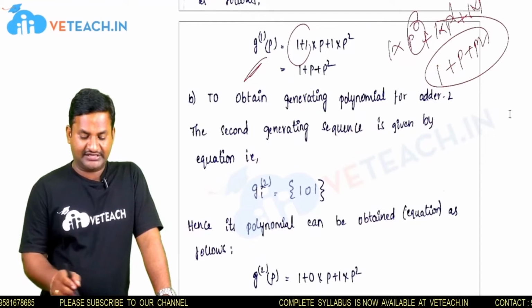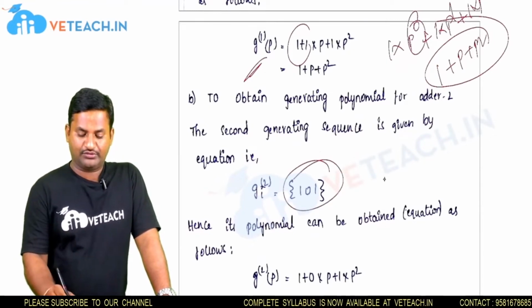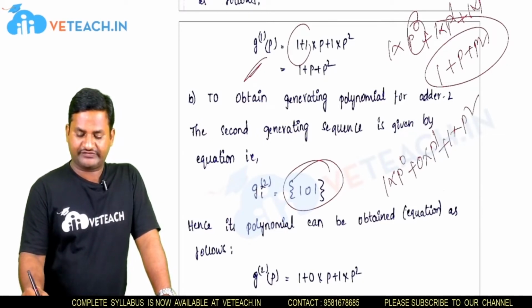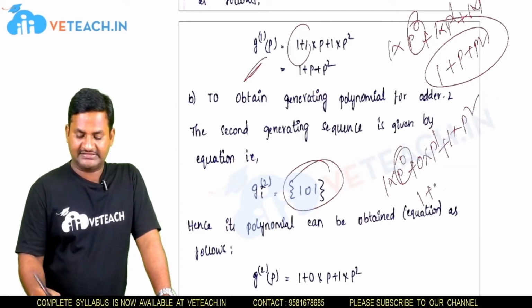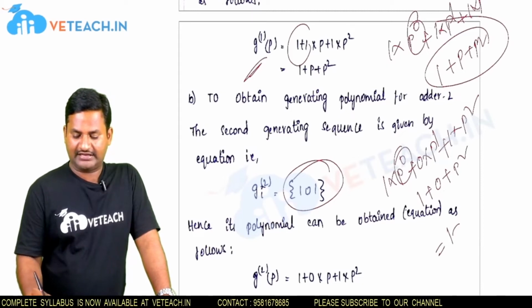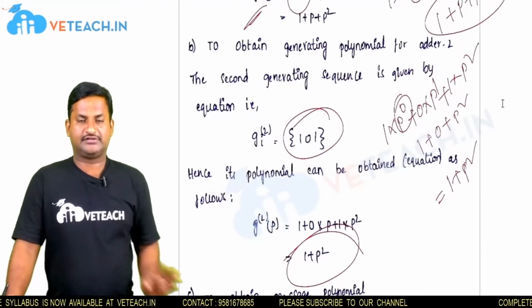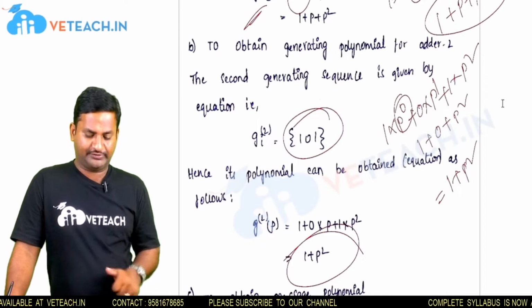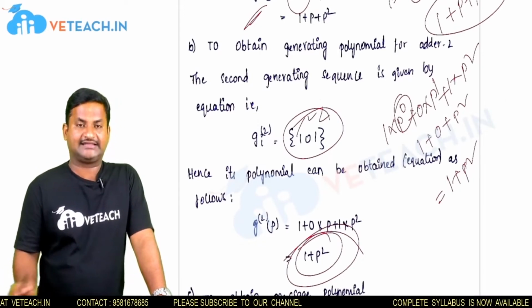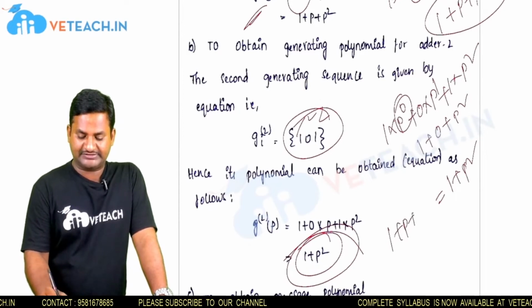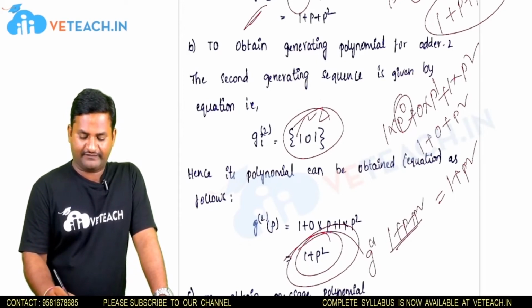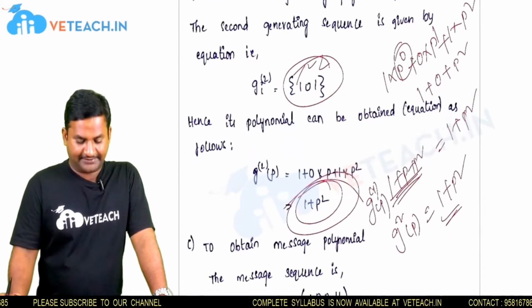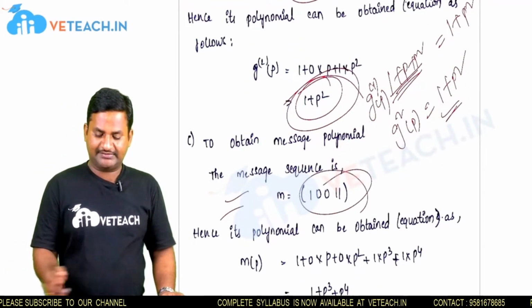Second, to obtain the generator polynomial for adder 2, this is given: 1 into p power 0 plus 0 into p power 1 plus 1 into p square. Anything power 0 is 1, so 1 plus 0 plus p square, finally 1 plus p square. This is the data. So step 1 is generating the polynomials. For the given data we can express them like this: two representations, g power 1 of p and g power 2 of p, which is 1 plus p square. Second, obtain the message polynomial. Here this is the message representation.